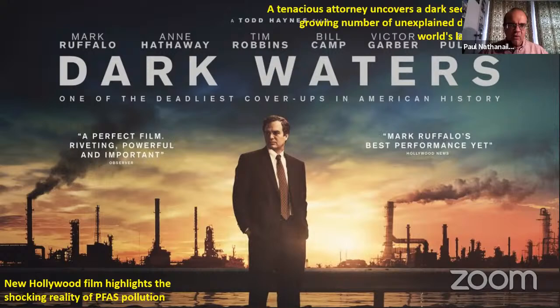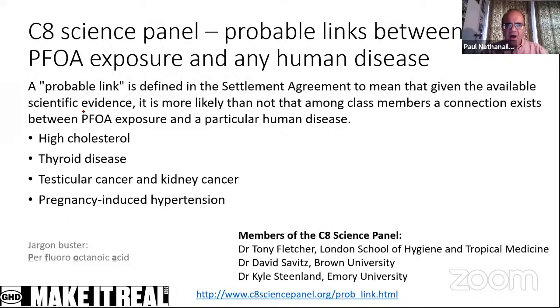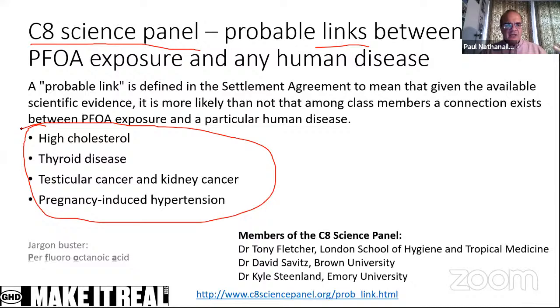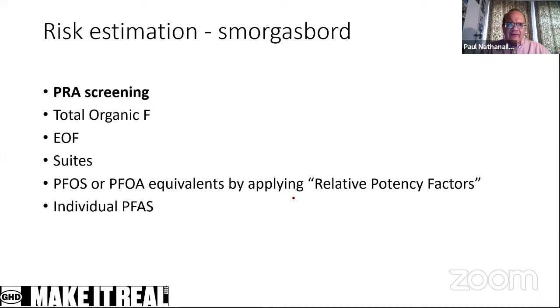Now, the importance of that story today is that as part of that court case, a panel was appointed to look at the links between exposure to PFOA and human health. And in the legal context of that particular case, a probable link was established between exposure to PFOA and high cholesterol, thyroid disease, a couple of cancers, and hypertension. The panel were 3 academics from the London School of Hygiene and Tropical Medicine, from Brown University and Emory University. So we have a range of approaches to estimating risks, that ratio between exposure and allowable exposure.